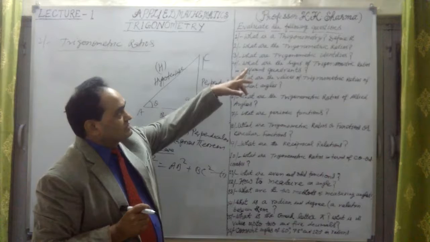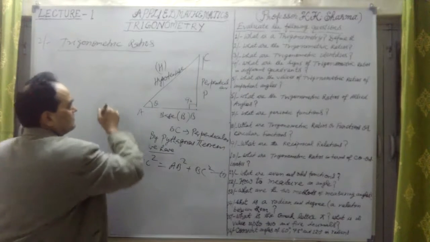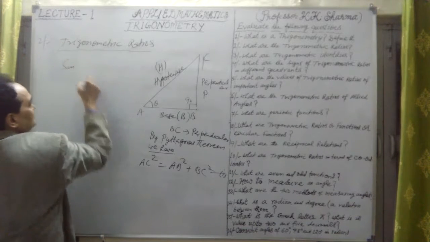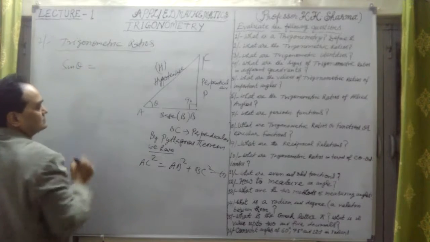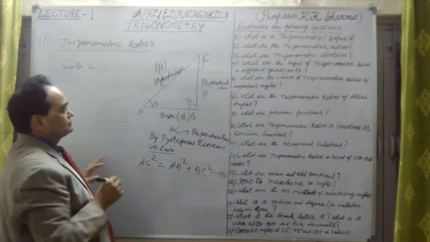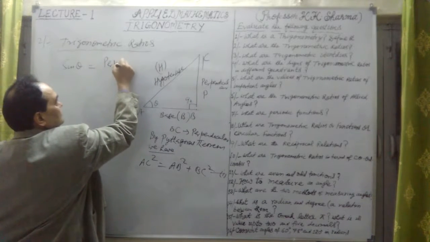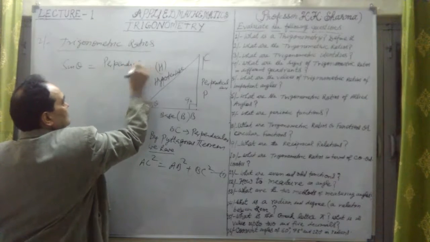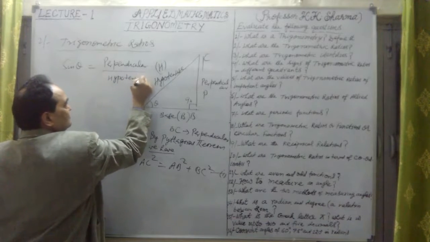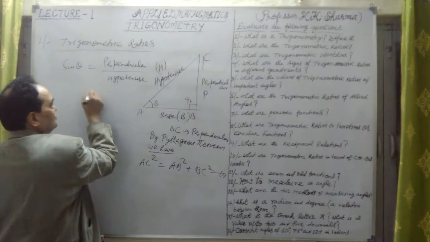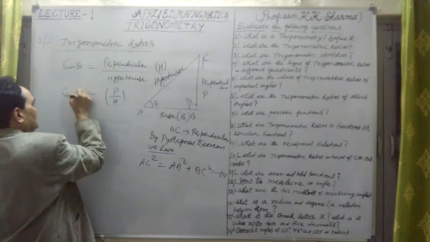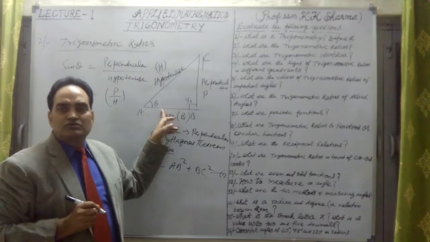Then what are the trigonometric ratios? First is the sine of this angle theta. Sine of angle theta will be calculated. Sine is perpendicular upon hypotenuse, P upon H. This is sine theta. Sine of any acute angle, we have to take the acute angle here.